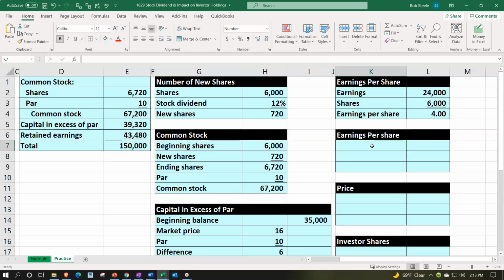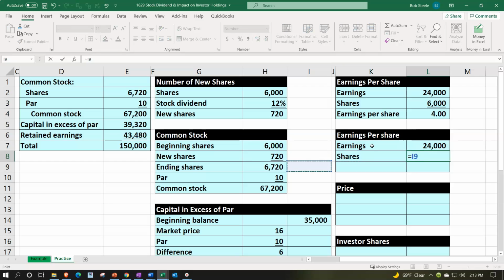So it kind of evens itself out. You see how the whole thing's kind of working itself out here. We're going to say the earnings are going to stay the same at the 24,000. The shares, though, have gone up now to the 6,720, underlining that by going to the font group and underline.